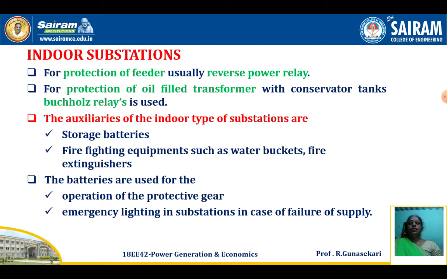Then next, the protection of the feeder. How do we protect the feeder? Using a reverse power relay. This is one type of high voltage protective relay. For the protection of an oil filled transformer with conservator, the Buchholz relay is used. What are the auxiliaries used in indoor type substations? Storage batteries, and another one is firefighting equipment. Firefighting equipment means water buckets, fire extinguishers, etc.